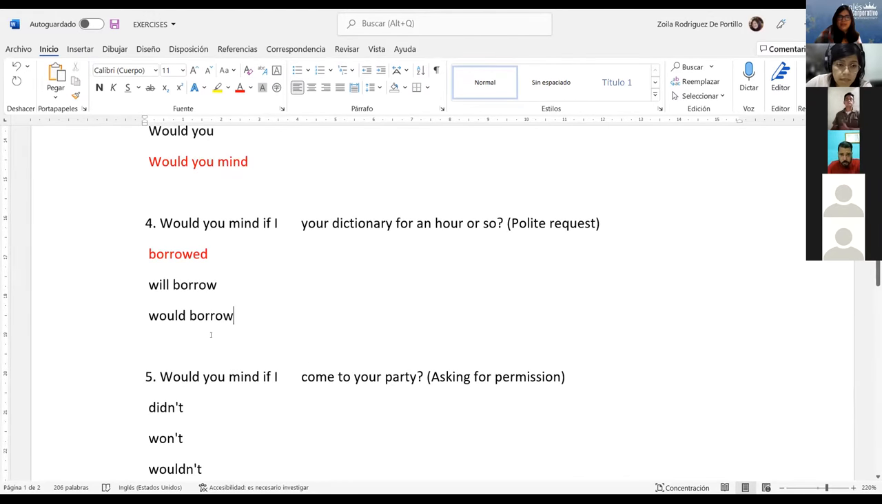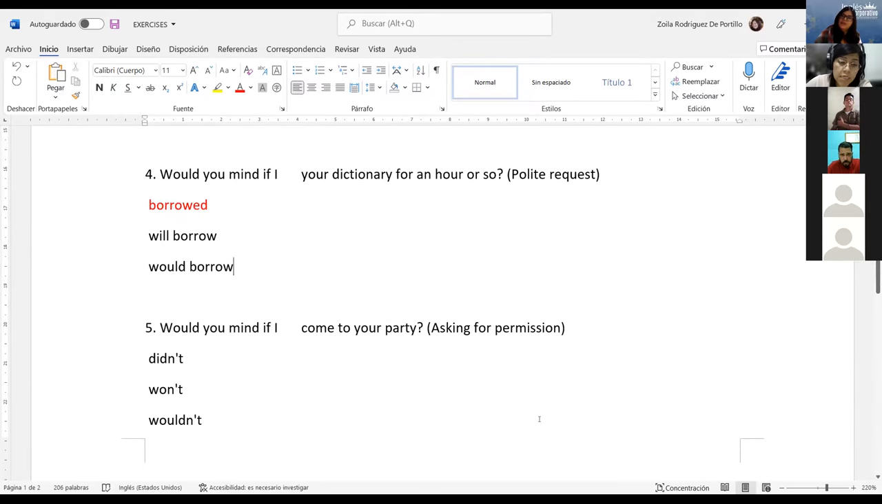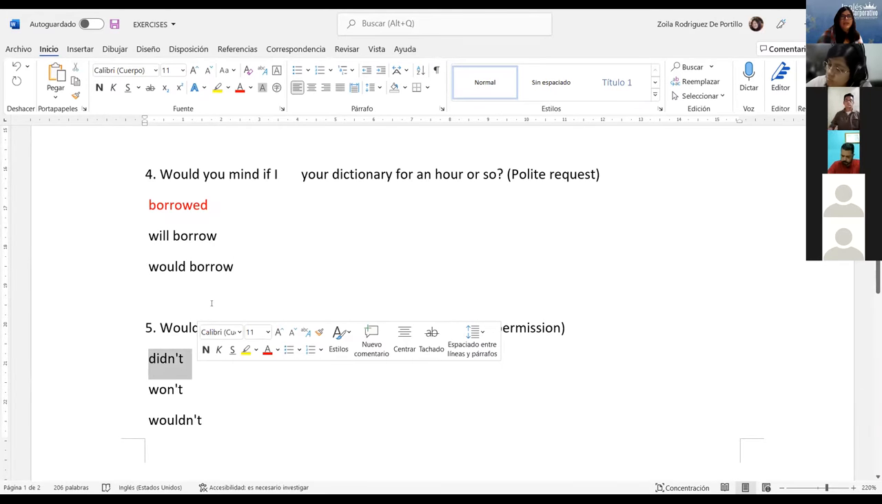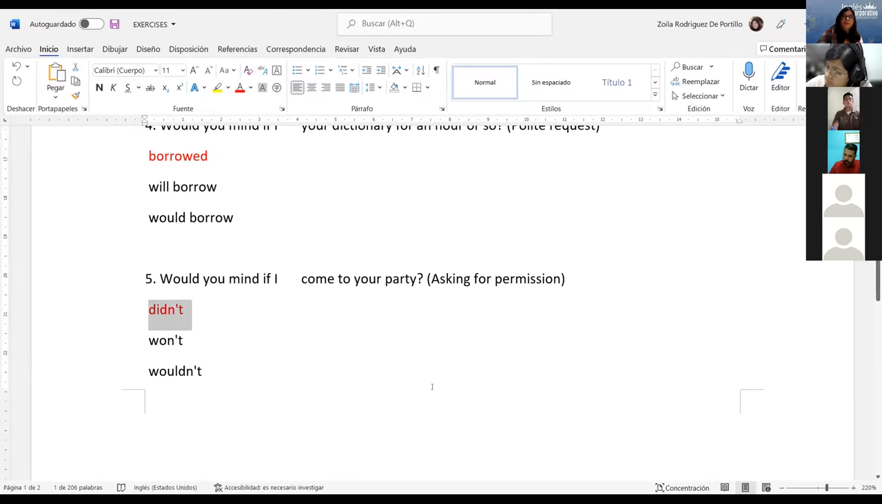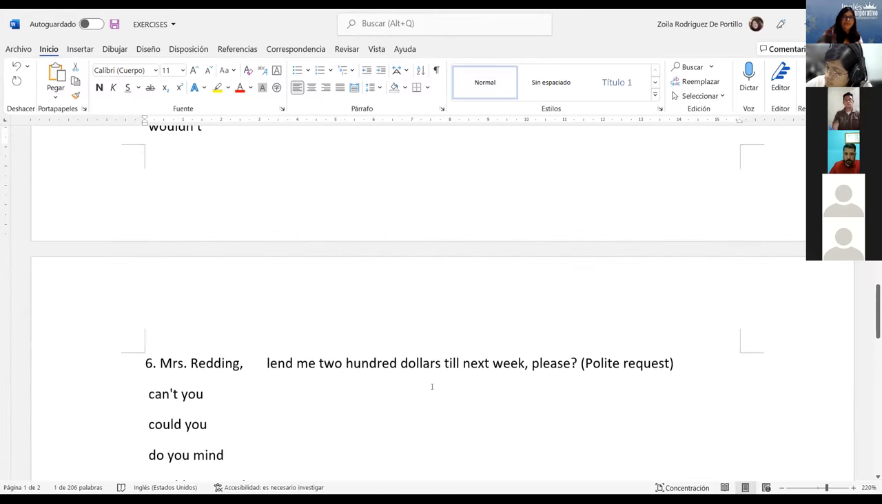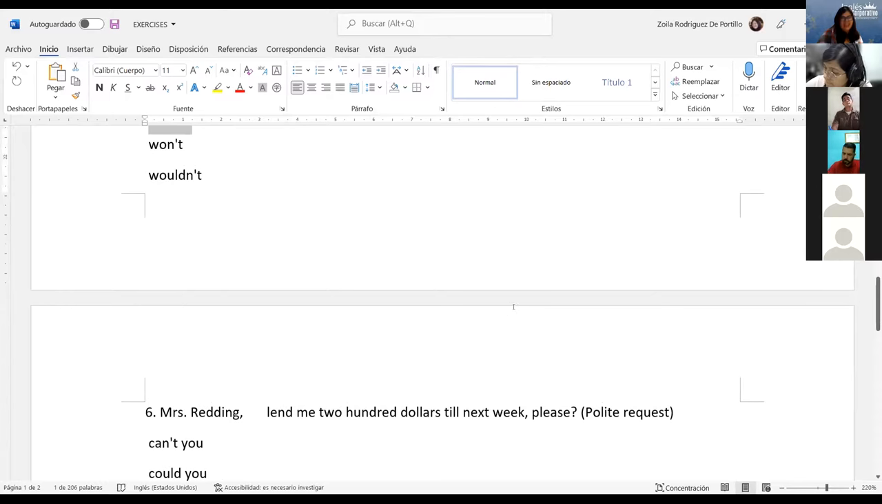Taking this reference into account, which will be your best choice? "Do you mind if I didn't come to the party?" ¿Te importaría que no fuera a tu fiesta? Ya fuera. I don't remember in Spanish what the name of that structure is.